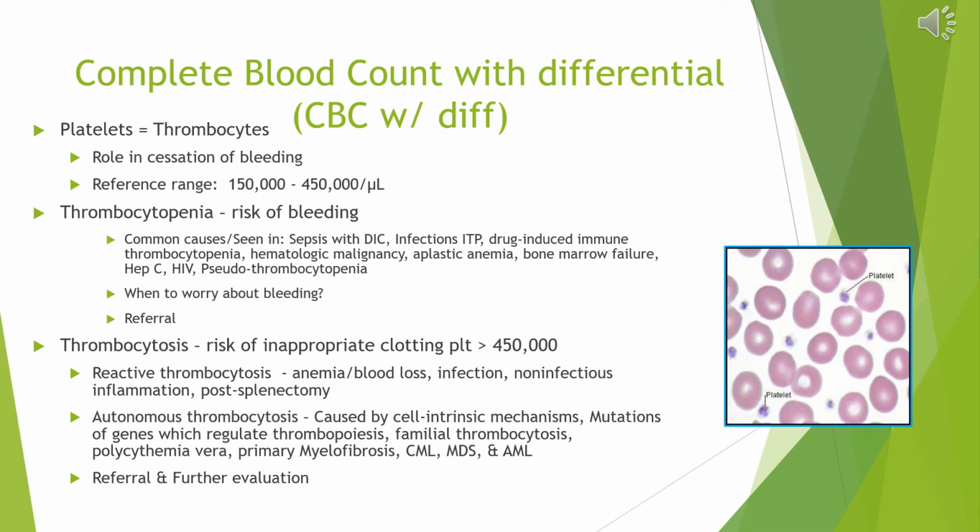All right, continuing our review, your platelets, we know those are the thrombocytes. They have a role in the cessation of bleeding. Got a normal reference range there. And then low platelet levels, or thrombocytopenia, we know you have an increased risk for bleeding. I've got some possible causes or periods where you'll see thrombocytopenia occur. When do you need to worry about bleeding?